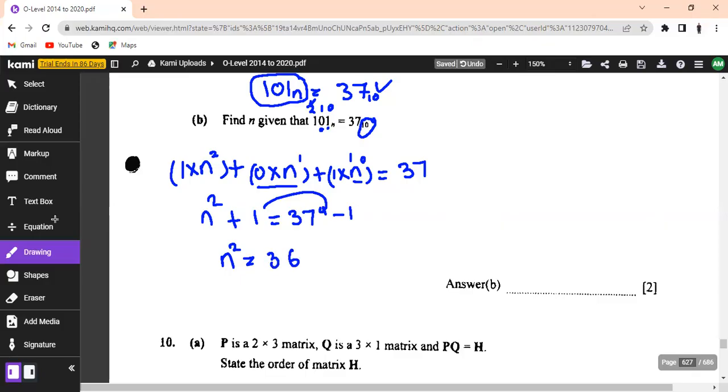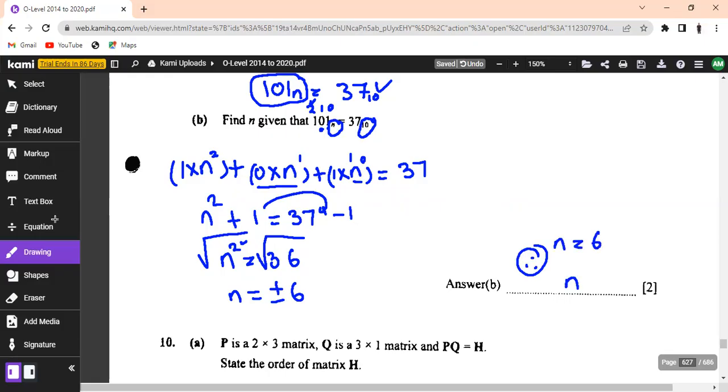So how do I remove this square here? I have to introduce the square root both sides, knowing that square root of any number is a plus or minus. But in this case, we are referring to n, which is a base, and our base cannot be a negative. So therefore, our value of n, the one that we need, is going to be a positive.